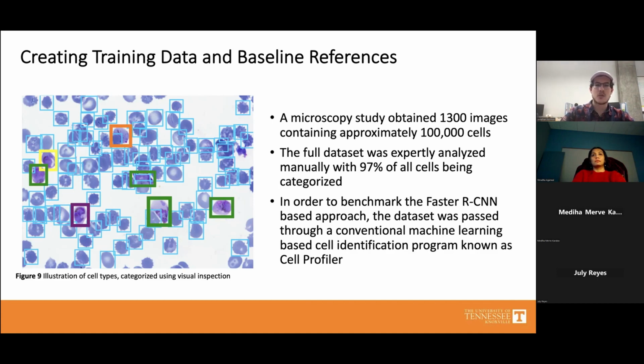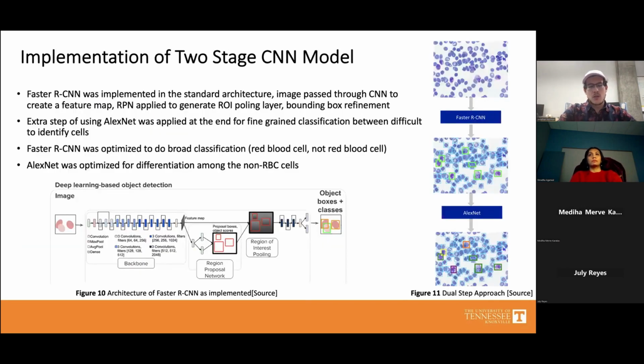So, how good are these new tools compared to what we usually use? The way they implemented a faster RCNN in this study is through a two-stage process. They had faster RCNN isolate the images into binary: is this a red blood cell or is this not a red blood cell? That was the first step.